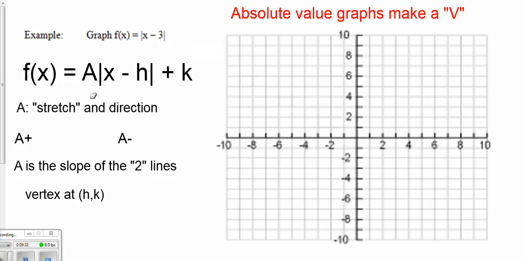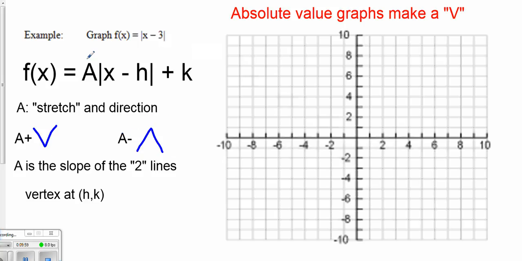Now this a value out in front is both the stretch and tells us the direction. If a is positive, your V is going to look like this. It's going to open upwards. If a is negative, your V is going to look like this and open downward. So a positive a, upwards, a regular V. Negative a goes downwards like that.